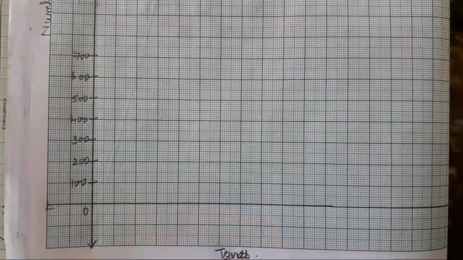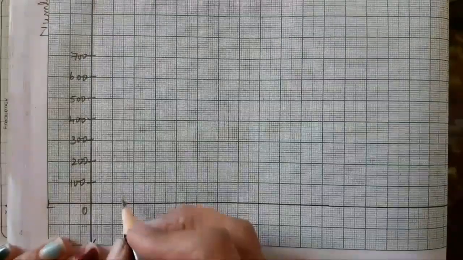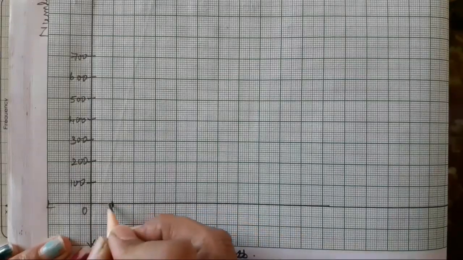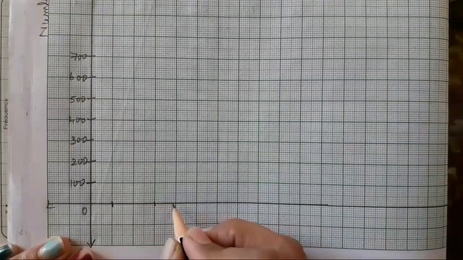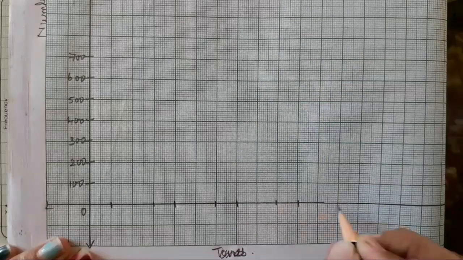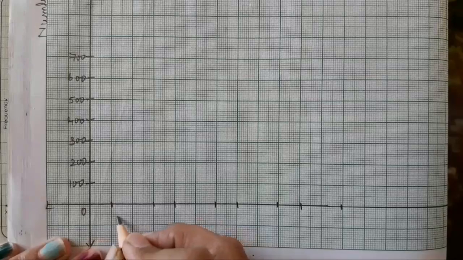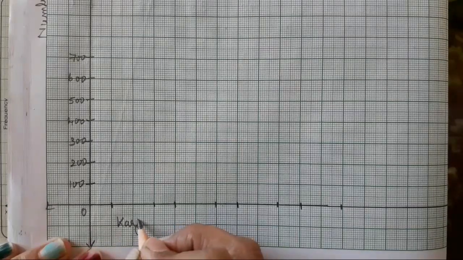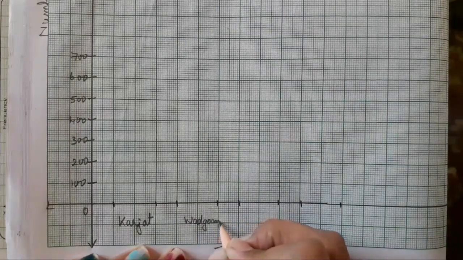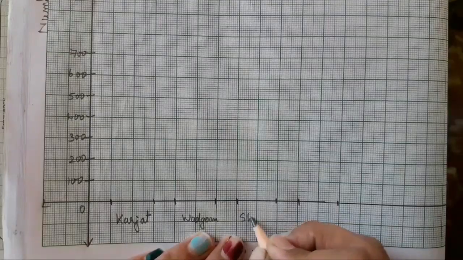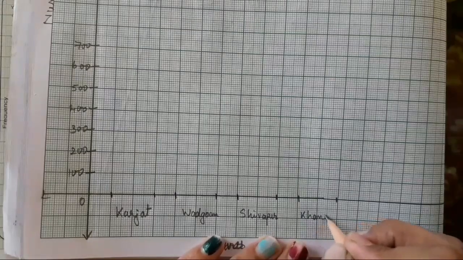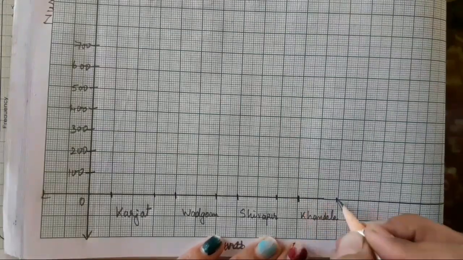Now, I will be taking 2 centimeters, children, because I have space. So I will leave 1 centimeter from here and then 2 centimeters from here. 1 centimeter and then again 2 centimeters. I will first do these markings and name the towns. That is Karjat, then Vadgaon, then over here was Shivpur and Khandala. So these are my towns.